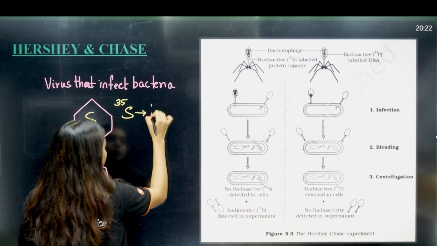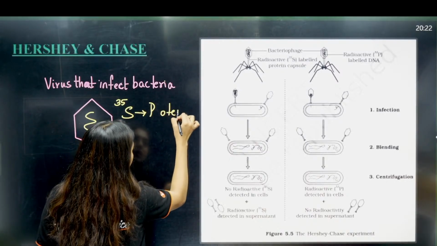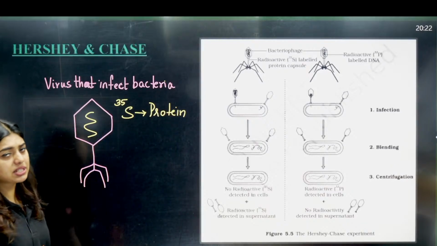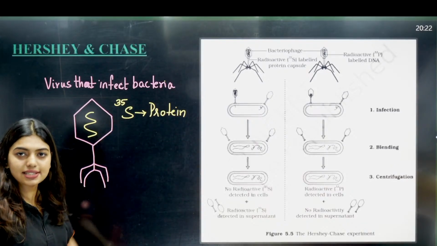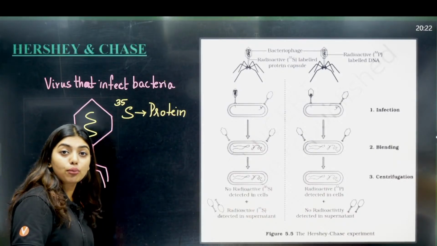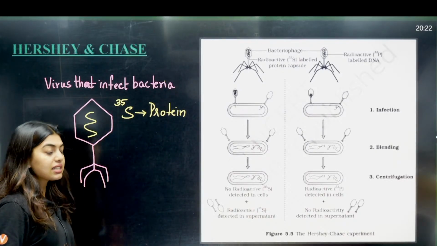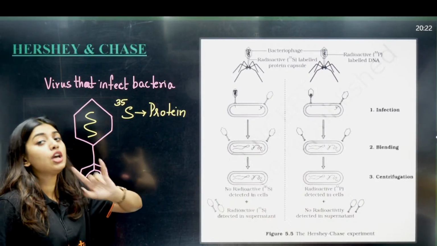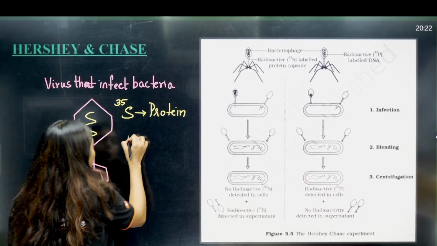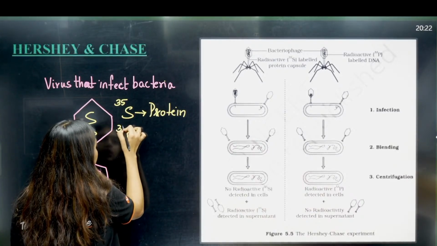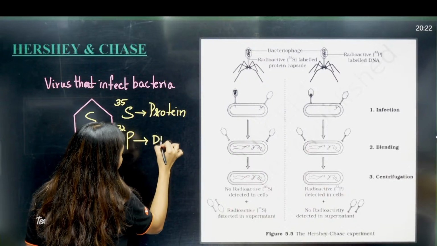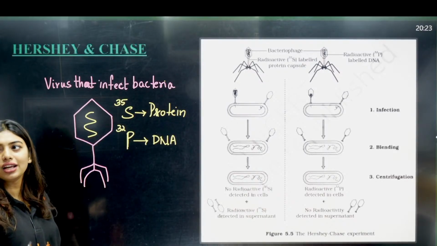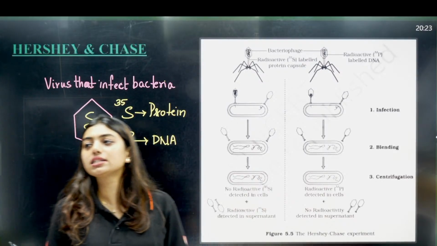Sulfur is only present in protein. So, if protein is the transforming principle, then we would have seen S35 inside the cell. Because something getting transformed means what? It is entering the cell, manipulating the cell. So, we took S35 as a radioactive substance to radio label the protein, which is not there in your DNA. Then we took P32, which is only present in DNA, not present in protein. This way we will be able to identify exactly who is the genetic material or who is doing what.